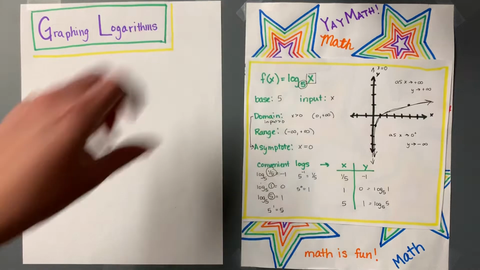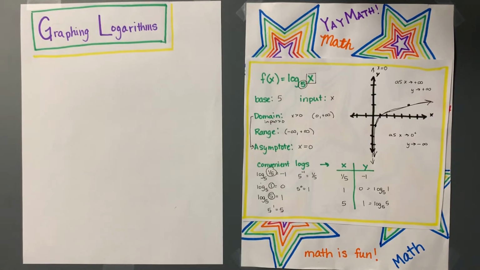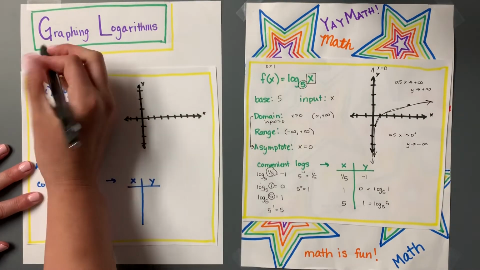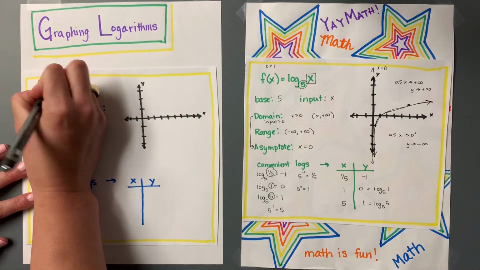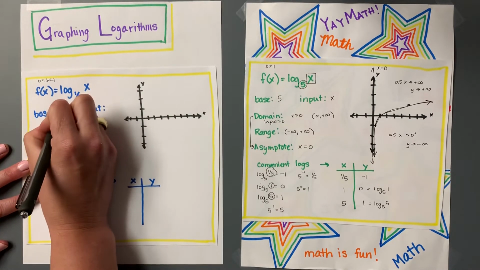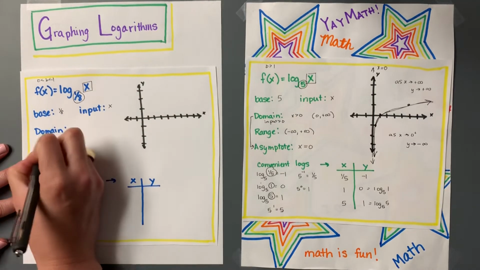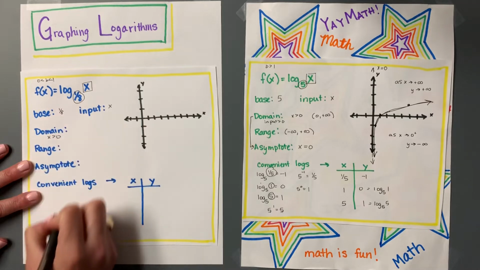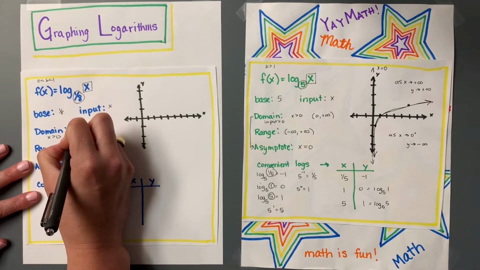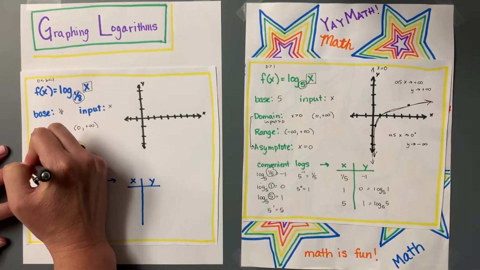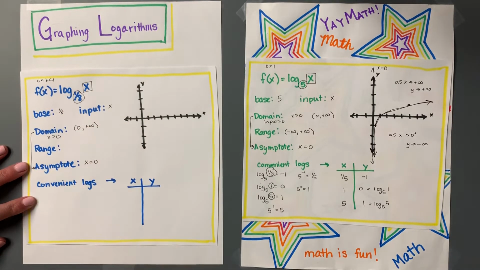We're going to continue with another basic example, this time with a base between 0 and 1. So this was a base bigger than 1. Now I'm going to look at a base between 0 and 1. So in this case, my base is 1/8. My input is x, so my domain is the input greater than 0. So my domain is from 0 to positive infinity. My domain gives me the asymptote, and I'm going to come up with my convenient logs.